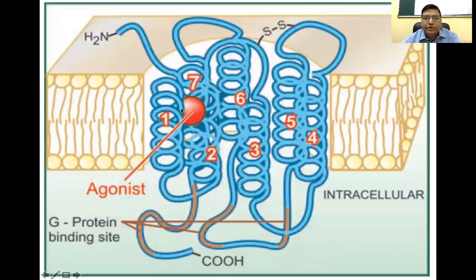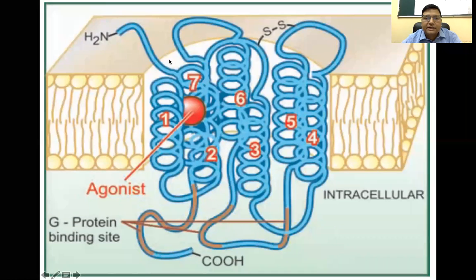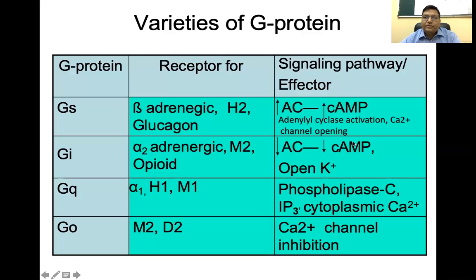This is the structure of a G protein coupled receptor, which has a 7 helical structure. The amino terminal is external and the carboxy terminal is internal and intracellular, and agonists bind in between over here. The different types of G protein are G stimulatory protein, G inhibitory protein, GQ and G0. G stimulatory acts by increasing the adenyl cyclase activity, thereby increasing the cyclic AMP level, and also opens the calcium channels. Examples are the beta adrenergic, glucagon or V2 receptors.